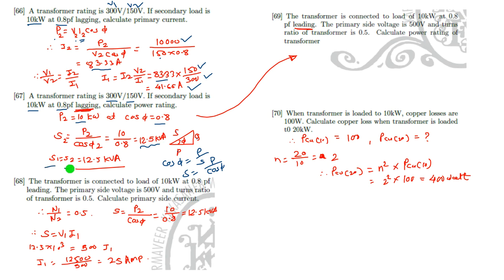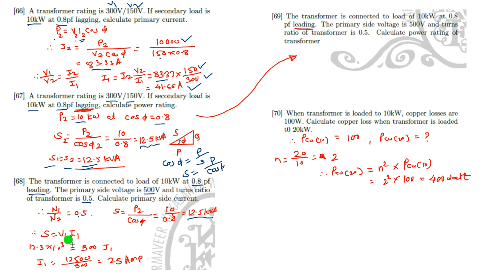So S1 is equal to S2, so the primary rating is equal to the secondary rating. It gives you 12.5 kVA. Next question: the transformer is connected to 10 kilowatt, 0.8 power factor leading. Here the power factor is given as leading. Primary side voltage is 500 and the turns ratio N1 by N2 is 0.5. How will we calculate S from this? S is equal to P2 upon cos phi 2, so 10 upon 0.8 is 12.5 kVA, as discussed in the previous question.